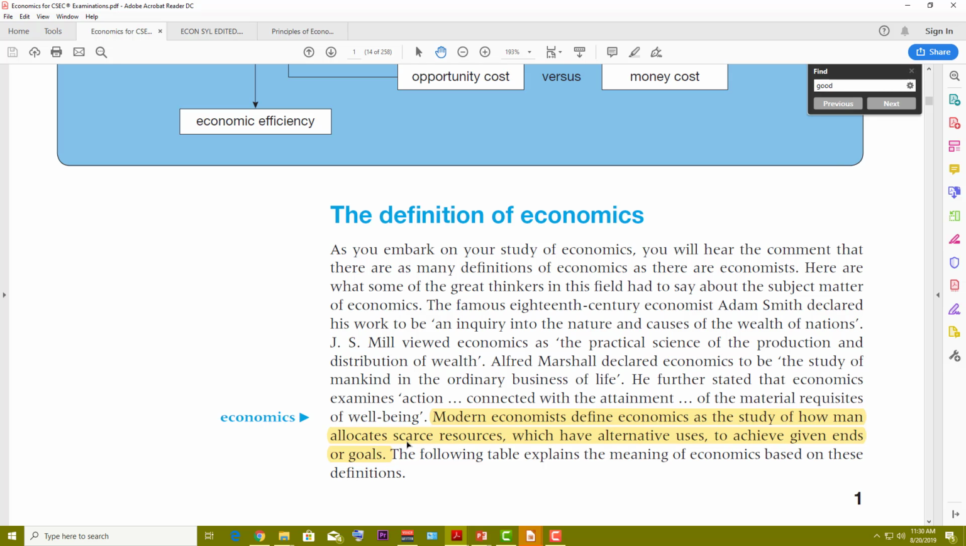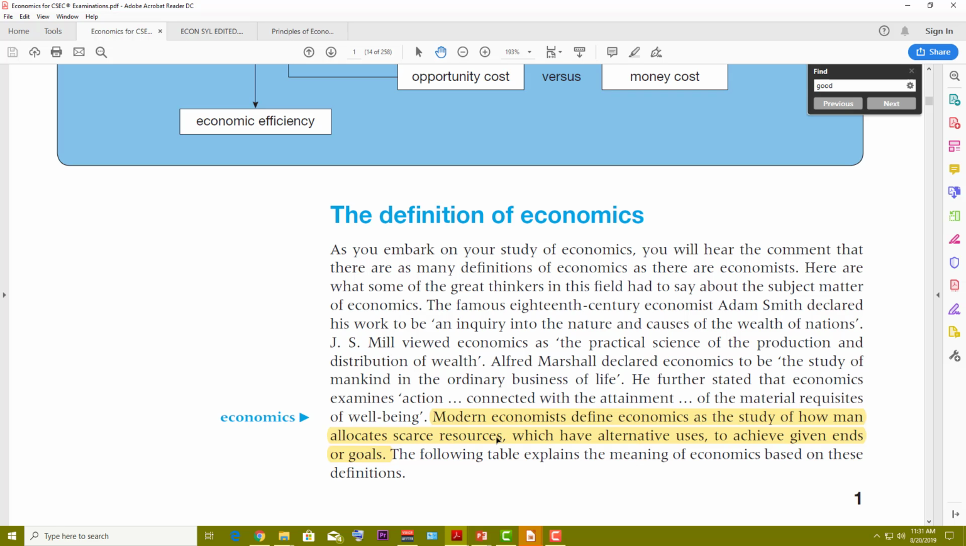And so economics studies the allocation of scarce resources by mankind, whether it is to produce goods or services or to consume, whichever one. So those are definitions you can use for economics.